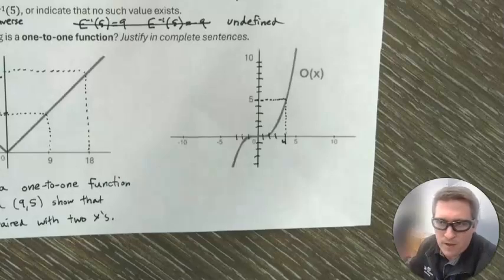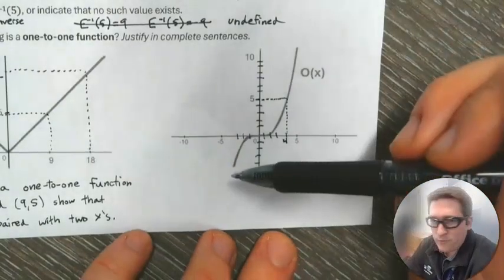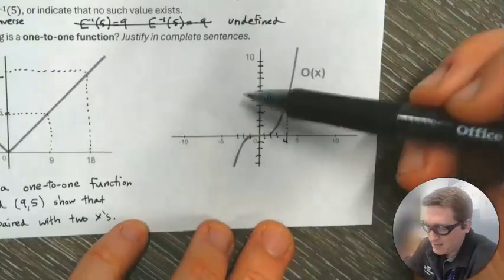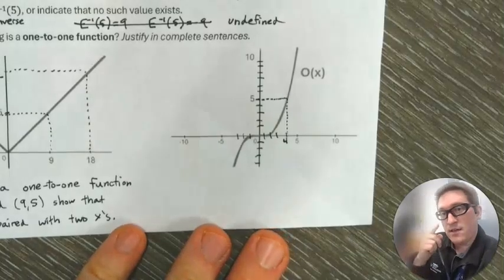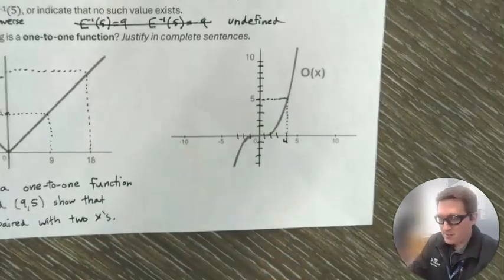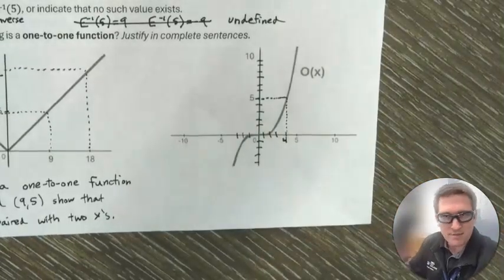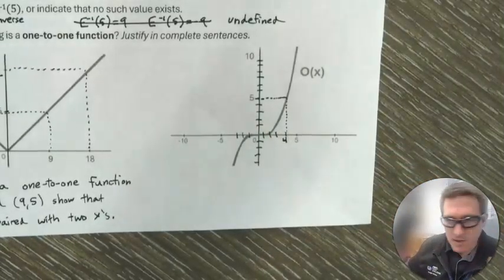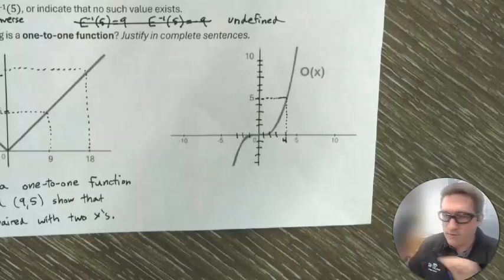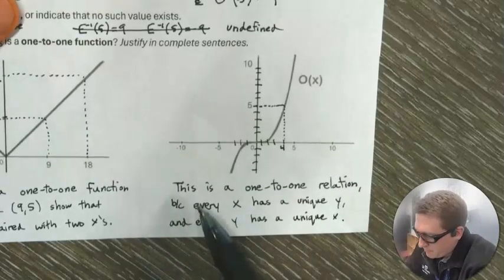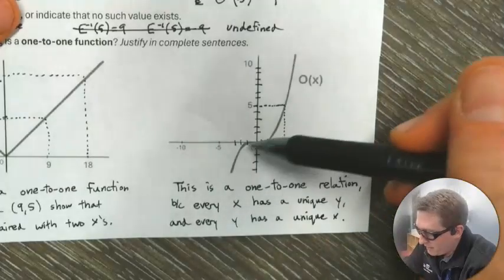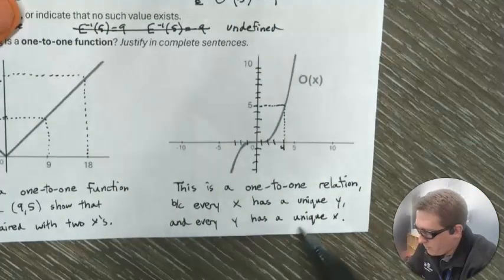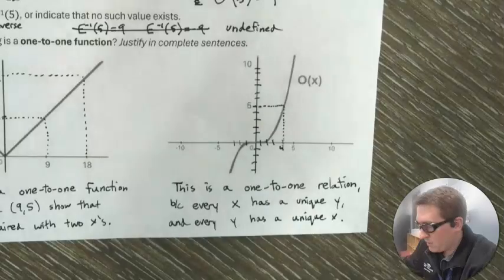Another way of looking at it is in order for it to be a function, it has to pass the vertical line test everywhere. And in order for it to be a 1-to-1 function, it also has to pass the horizontal line test. But on the AP Precalculus exam, they don't want us using the language of horizontal line test and vertical line test. So here is the sentence I came up with: this is a 1-to-1 relation because every x has a unique y value and every y value has a unique x value. So it's a 1-to-1 relationship.